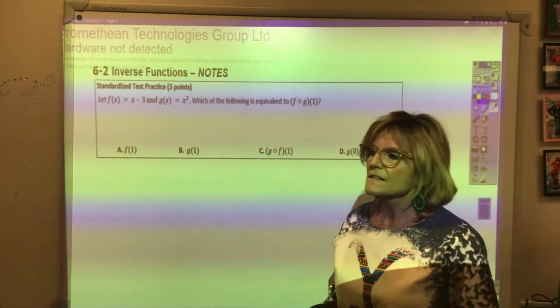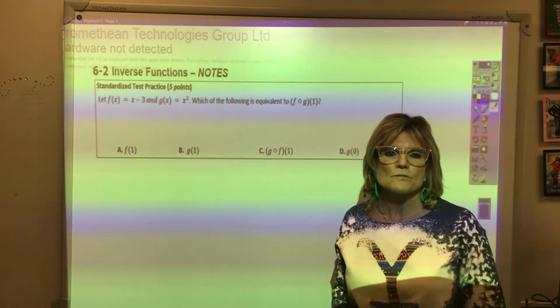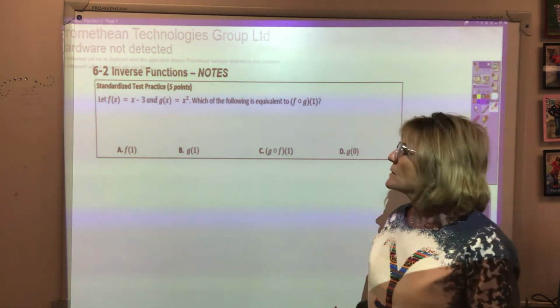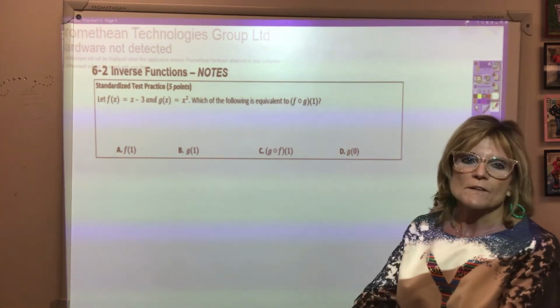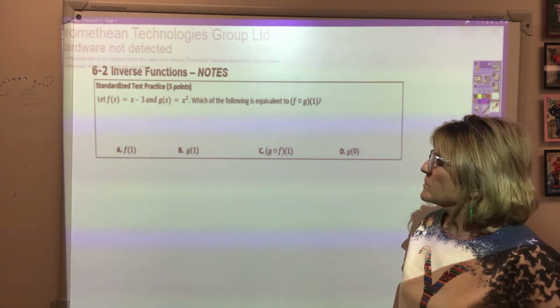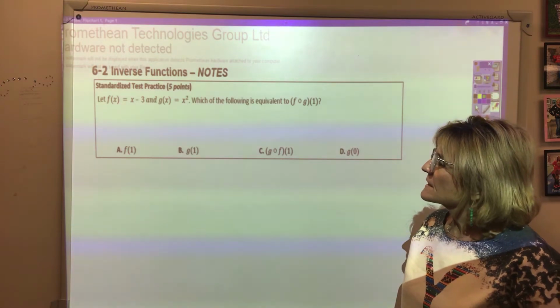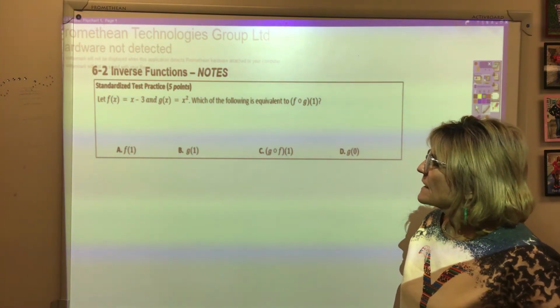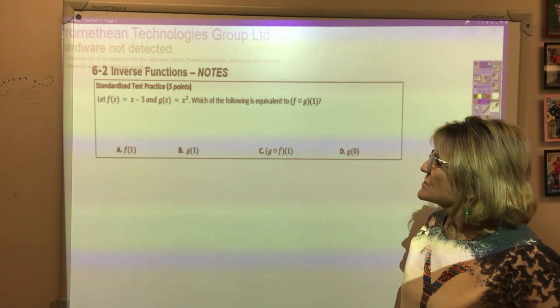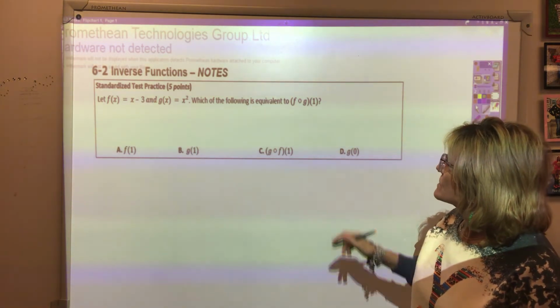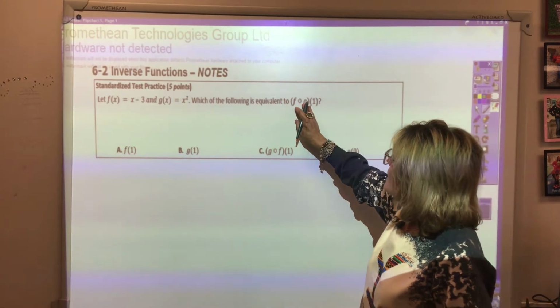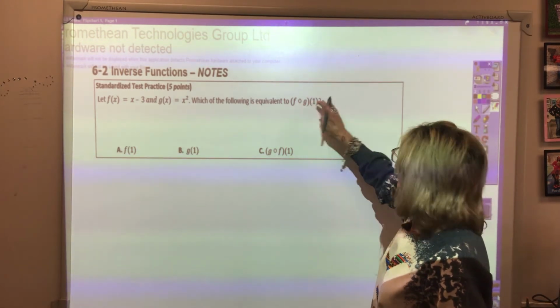Hi class, today's lesson is going to be over page 1 of section 6.2, inverse functions. So let's start with our standardized test practice problem. It reads, let f of x equal x minus 3 and g of x equal x squared. Which of the following is equivalent to f of g of 1?